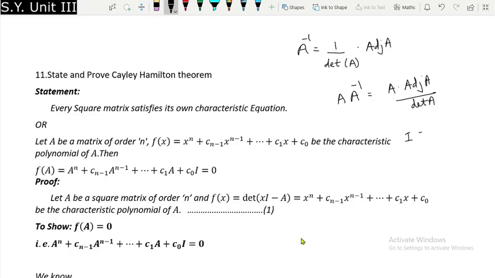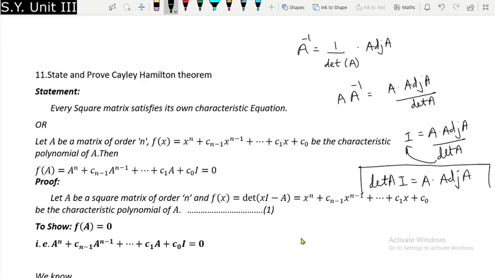So I will be equal to A into adjoint of A upon determinant of A, and you simply shift this determinant to the left hand side. So determinant of A multiplied by I will be A multiplied by adjoint of A. Now this formula holds for any square matrix A: determinant of A multiplied by I is equal to A multiplied by adjoint of A. That is what I have written here.